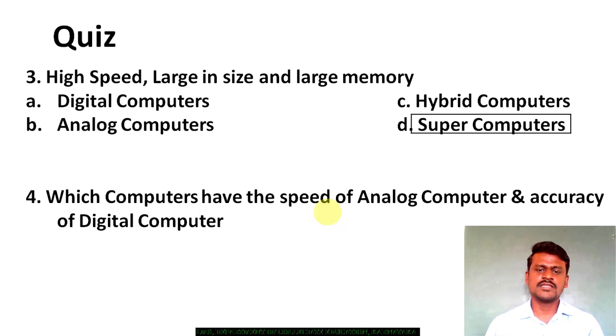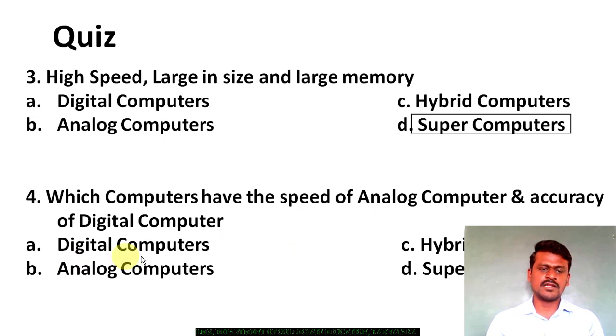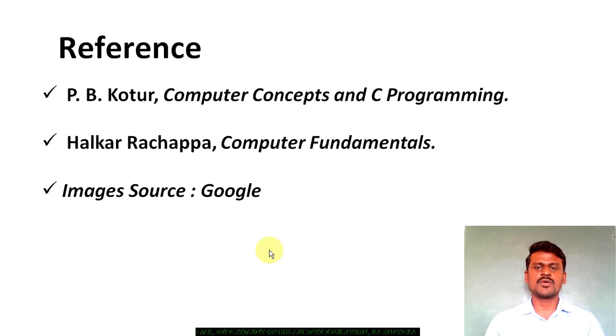Right, next one. Which computer has the speed of an analog computer and the accuracy of a digital computer? It is a combination of two computers, analog computers and digital computers. Option A, digital computers. Option B, analog computers. Option C, hybrid computers. Option D, supercomputers. Any guesses? Yes, correct. The answer is hybrid computers. Hybrid computers are a combination of analog and digital computers. So that completes your quiz session.